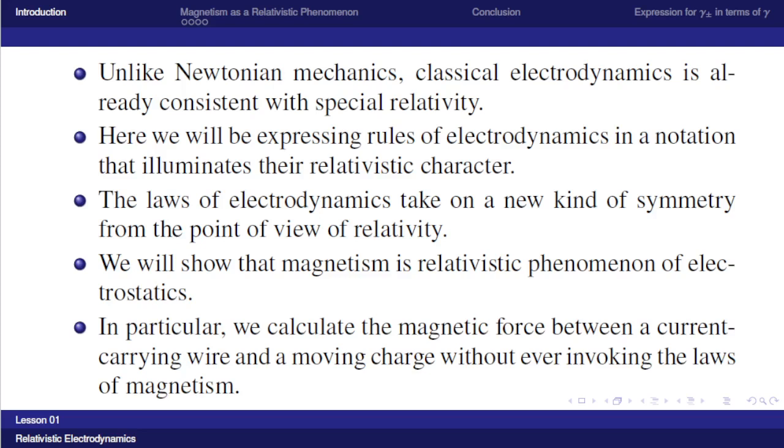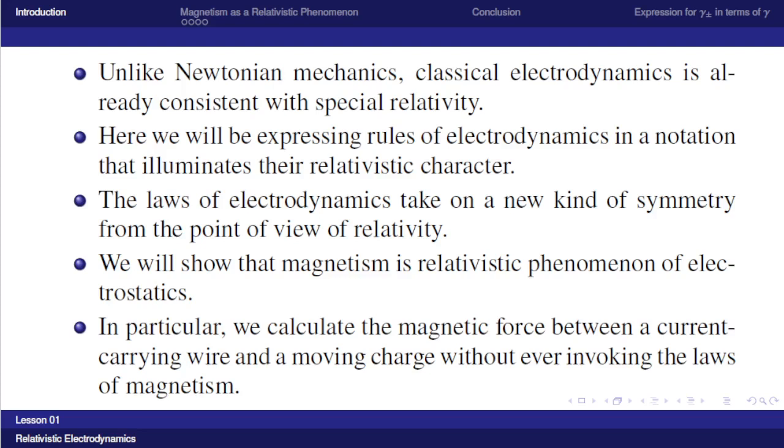Here we will be expressing the existing rules of electrodynamics in a notation which is more relativistic in character. We are not going to change any existing laws of electrodynamics, because they are already consistent with the special theory of relativity. In a sense, we can say that relativity is motivated by classical electrodynamics. The laws of electrodynamics will take a new form of symmetry from the point of view of relativity. Specifically, we will show that magnetism is a relativistic phenomenon of electrostatics.